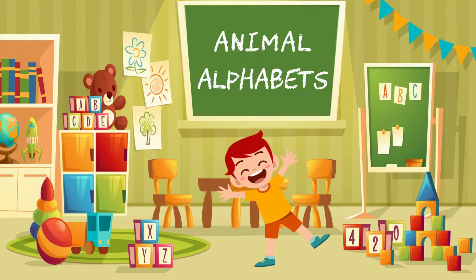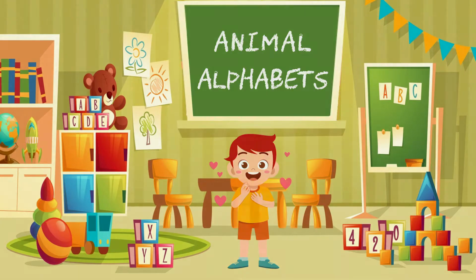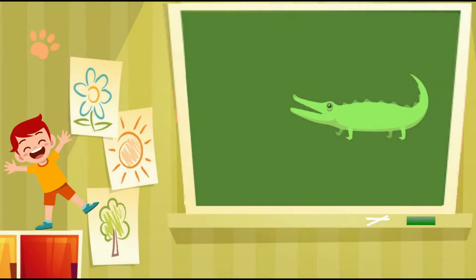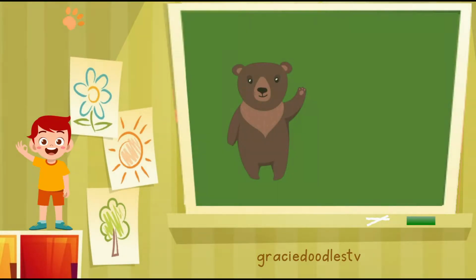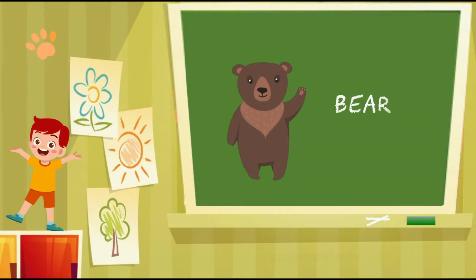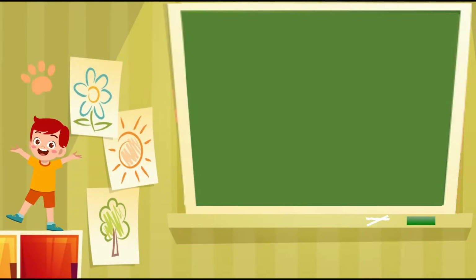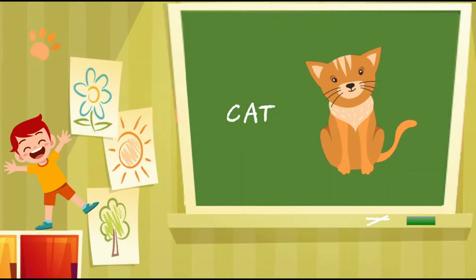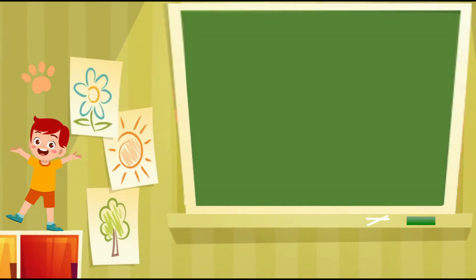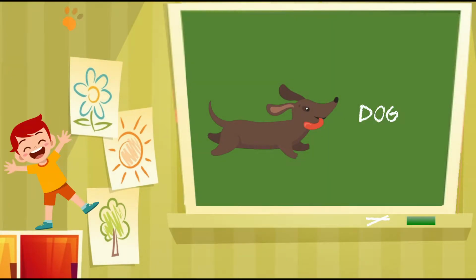Animal alphabet. A is for alligator. B is for bear. C is for cat. D is for dog.